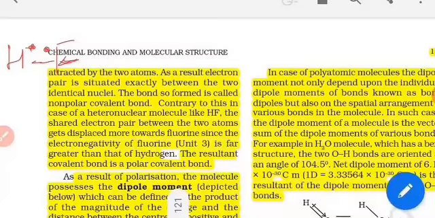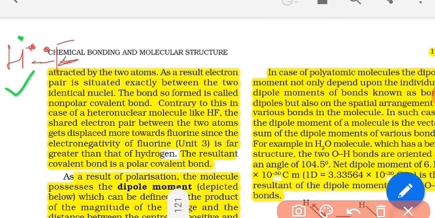But if this bond is formed in between two different atoms, then electronegativity of atom decides whether electrons are equally distributed between these two atoms or equally attracted by these two atoms or not. For example, molecule of hydrogen fluoride, HF. This molecule is formed by the sharing of 1 electron by hydrogen and fluorine atom.